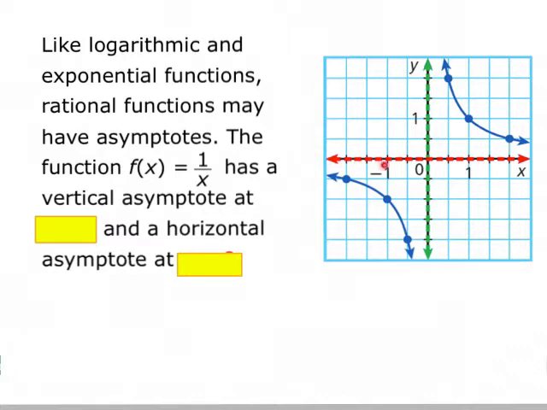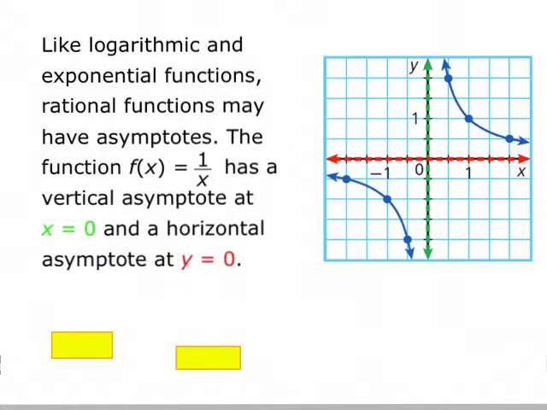Now, the x-axis is known as a horizontal asymptote, and the y-axis in this situation is the vertical asymptote. So let me go ahead and uncover this here. In this situation, the vertical asymptote happens to be x equals 0, and the horizontal asymptote is going to be y equals 0.